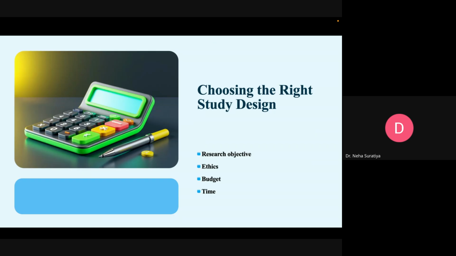Choosing the right study design. We have already learned the major study designs. An important question is, how do researchers decide which study design to use? There is no single design that works for every research question, guys. The choice depends on several factors. Very first, the research objective. What exactly do we want to know? For example, if we want to determine whether the new drug will work or not, we definitely choose RCT.